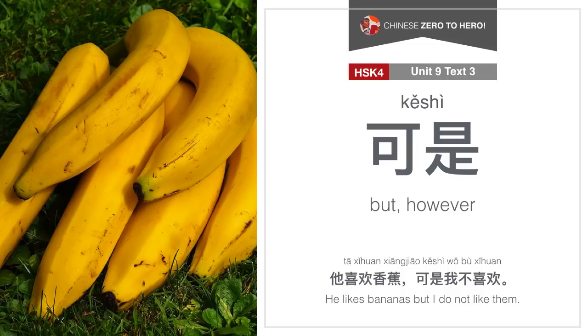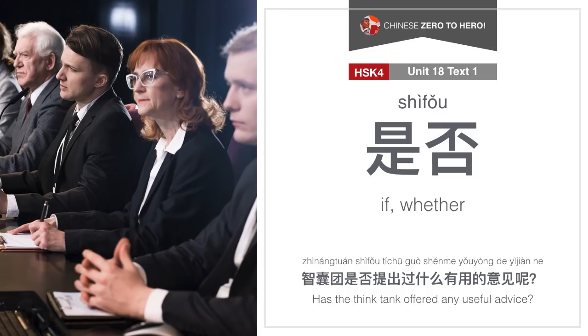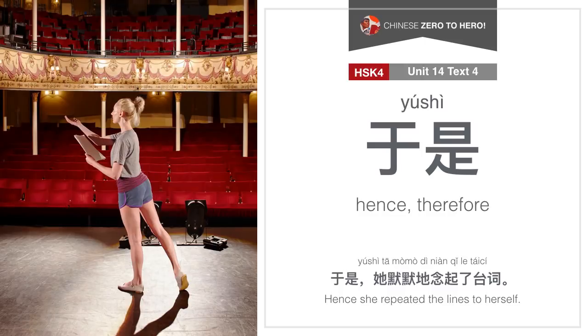In HSK 4, we also learn another word for but, 可是。他喜欢香蕉，可是我不喜欢。He likes bananas, but I do not like them. In HSK 4, we also learn 是否 as in if or whether. 智囊团是否提出过什么有用的意见呢？Has the think tank offered any useful advice? In HSK 4, we also learn 于是 meaning hence or therefore. 于是他默默地念起了台词。Hence, she repeated the lines to herself.